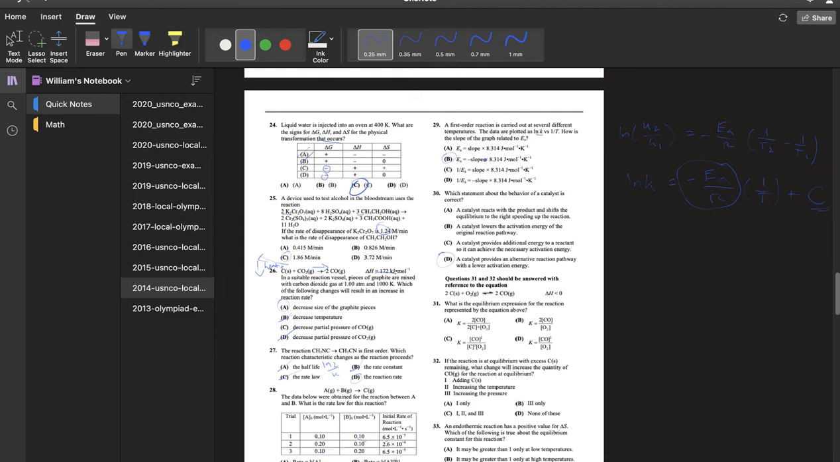Okay, number 30, there's our last one. What about a catalyst is correct? Reacts with the product and shifts the equilibrium. No, does not affect equilibrium concentrations. Lowers the active. No, it does not take the original pathway. Provides additional energy. That's already kind of fishy. No, it's not providing energy. It's just offering a different pathway to take, which is what 30D describes.